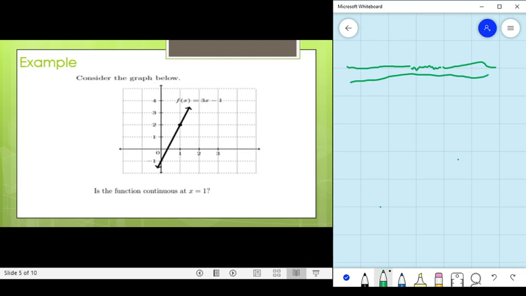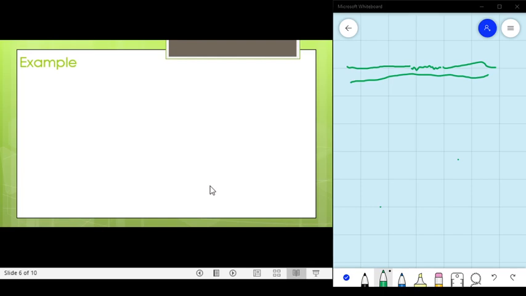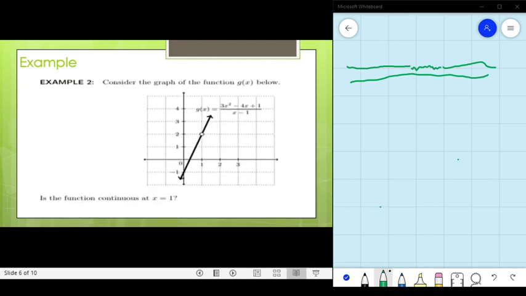Okay? So let's proceed to example number 2. Let us consider the graph of the function g of x is equal to 3x squared minus 4x plus 1 over x minus 1.